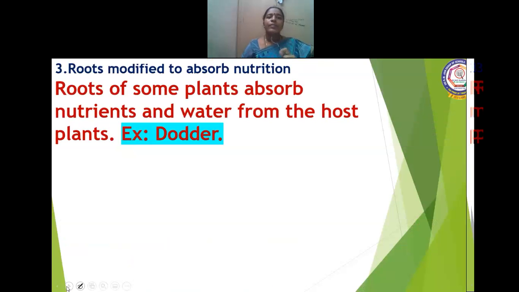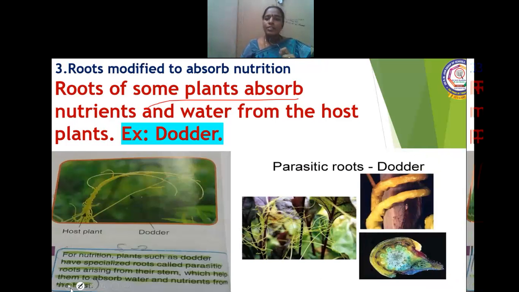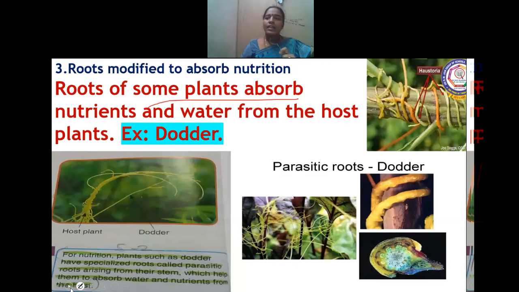The third modification is to absorb nutrition. Roots of some plants absorb nutrition and water from a host plant. Actually, plants can prepare food, but some plants absorb food from the host plant. Let me see, Dodder plant. This plant will absorb nutrition and water from the host plant. Parasite roots, Dodder.